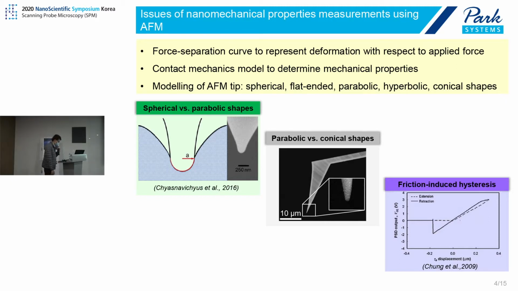your target specimen. The conventional AFM tip can be modeled with very different geometries, for example spherical, flat-ended, parabolic, or conical shapes.